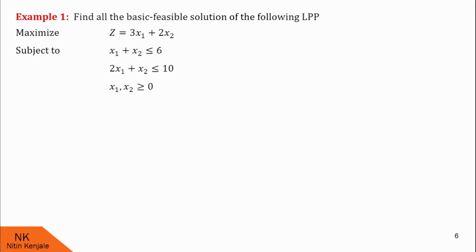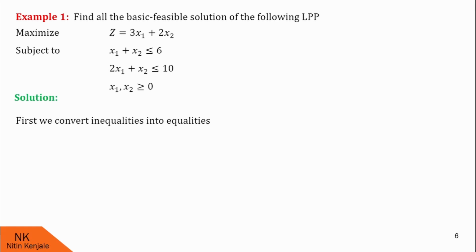Here is our first example. Question is to find all the basic feasible solutions of the following LPP. This LPP's objective function is of the maximized type. It is z is equal to 3x1 plus 2x2, subject to the constraints x1 plus x2 less than or equal to 6 and 2x1 plus x2 less than or equal to 10. Given non-negativity restrictions are x1, x2 greater than or equal to 0. Let us proceed for the solution.